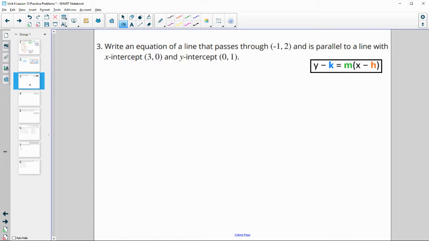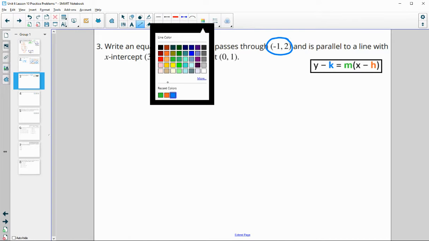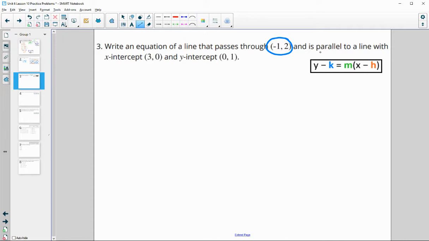Number 3, write the equation of a line that passes through this point and is parallel to a line with these intercepts. So we've got two things going on here. We've got the point that we're going to be plugging in, so here's the point that it goes through. And then we need to figure out that it is parallel to this line, a line with this x and y intercept, which means that we're grabbing the slope from there.